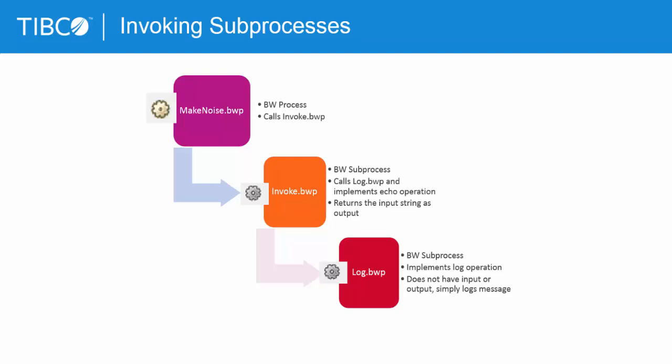Here, we are going to create one BW process, makeNoise.bwp, and two subprocesses, invoke.bwp and log.bwp. Both subprocesses implement a service and operation. The invoke.bwp implements an operation echo that simply returns the input string as output. The other subprocess, log.bwp, implements a log operation and does not accept any input. Neither does it return any output. It simply logs a string message on the console and also writes the same message into a file.